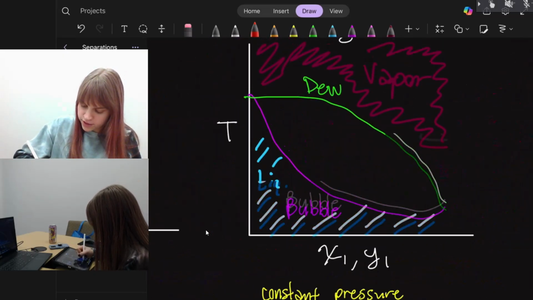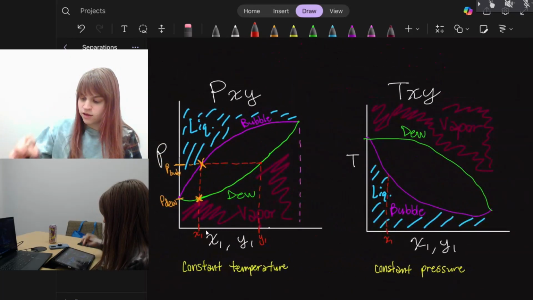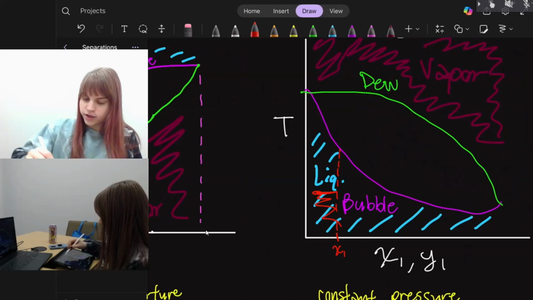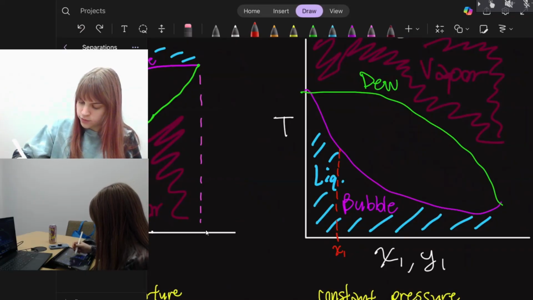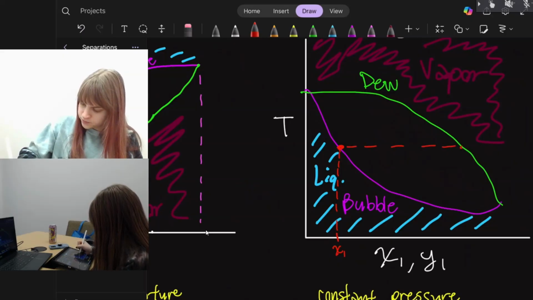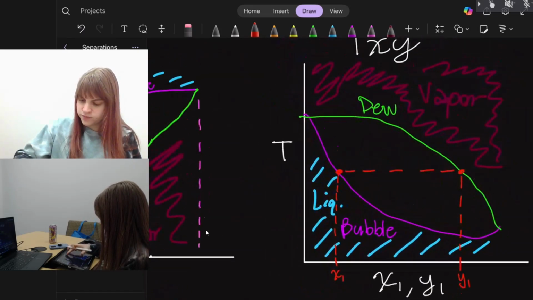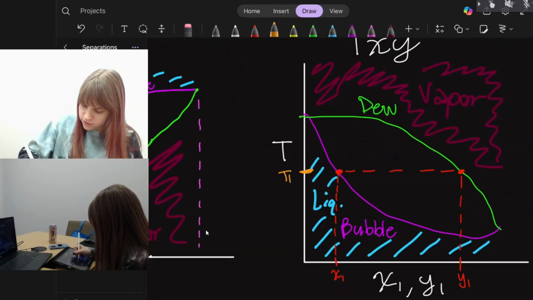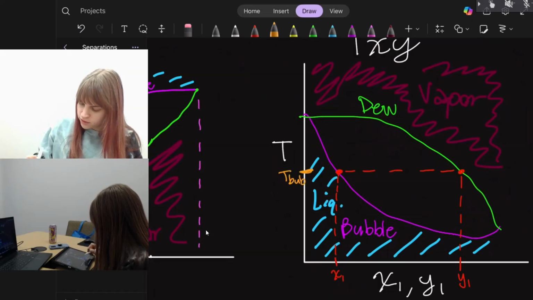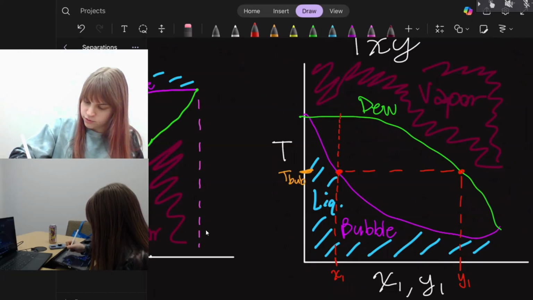And over here, if we had the next one, you follow the x until it reaches the bubble curve, because this is liquid. So right here, across to here, and down to get our vapor mole fraction. And again, we have the bubble temperature there. If you keep going up, then you get the dew temperature.